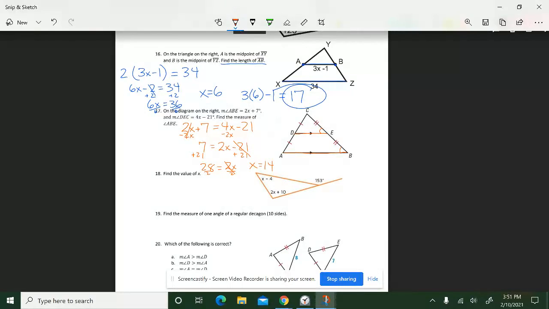So AB is 2x plus 7. I'm going to write that over here. I'm going to plug in 14 where the x was. So I've got 2 times 14 plus 7. And that should give me 28 plus 7, which is 35. So my final answer for angle ABE is going to be 35. It's a 35-degree angle.